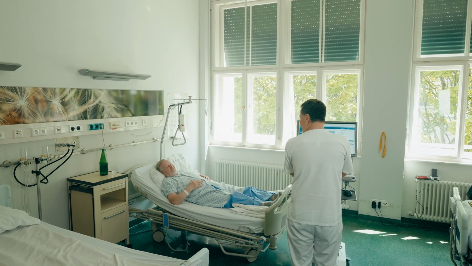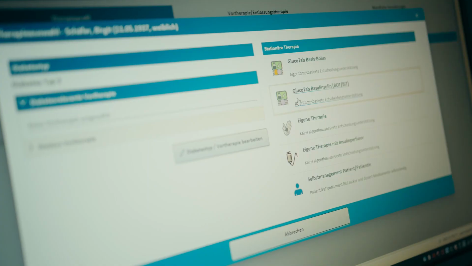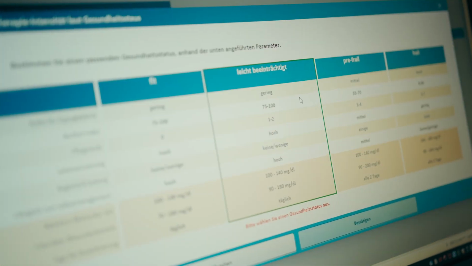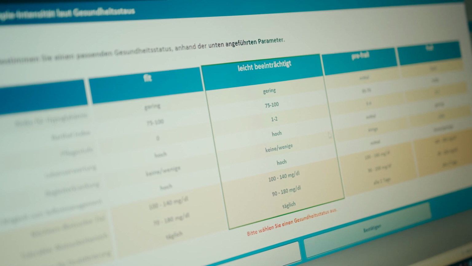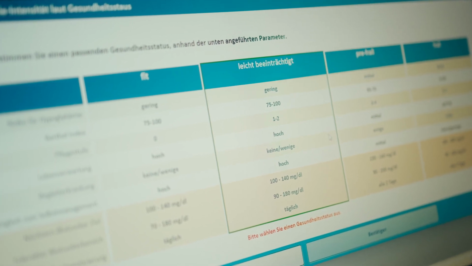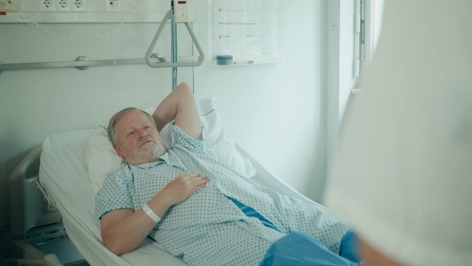GlucoTab supports different types of therapy for different requirements. In addition to basal bolus therapy, an algorithm-supported basal insulin therapy can be selected, which allows for varying therapy intensity, especially for geriatric patients, depending on their health status. Of course, it is also possible to use GlucoTab with a purely physician-guided therapy.